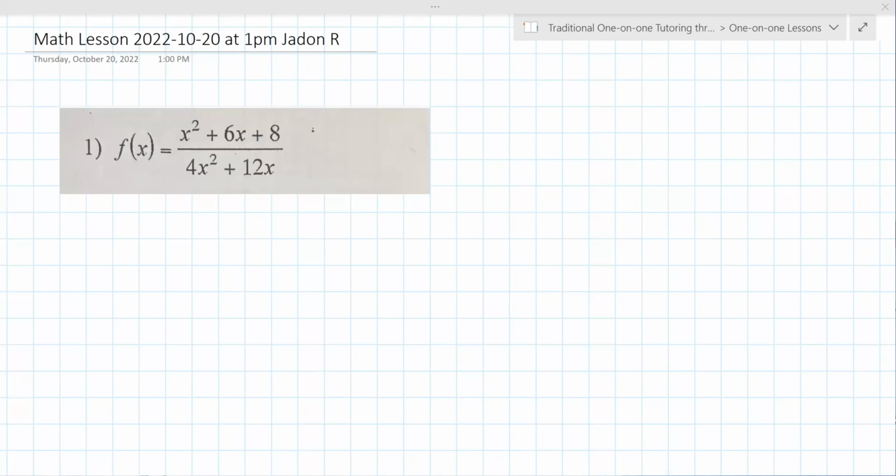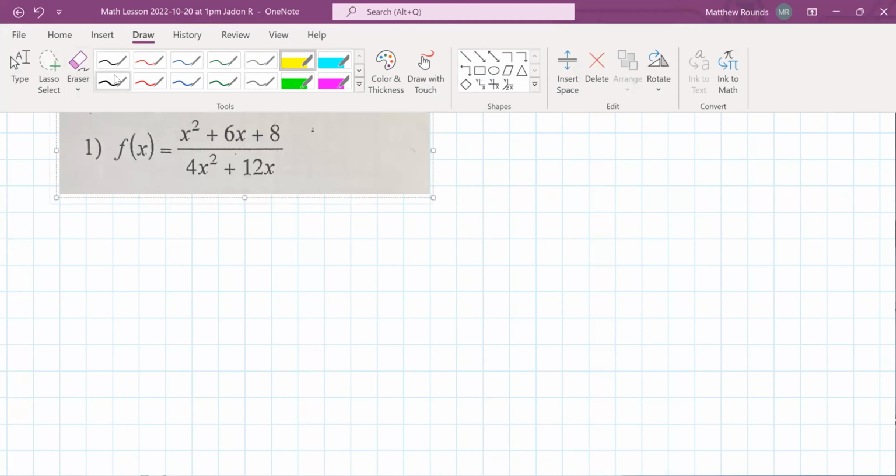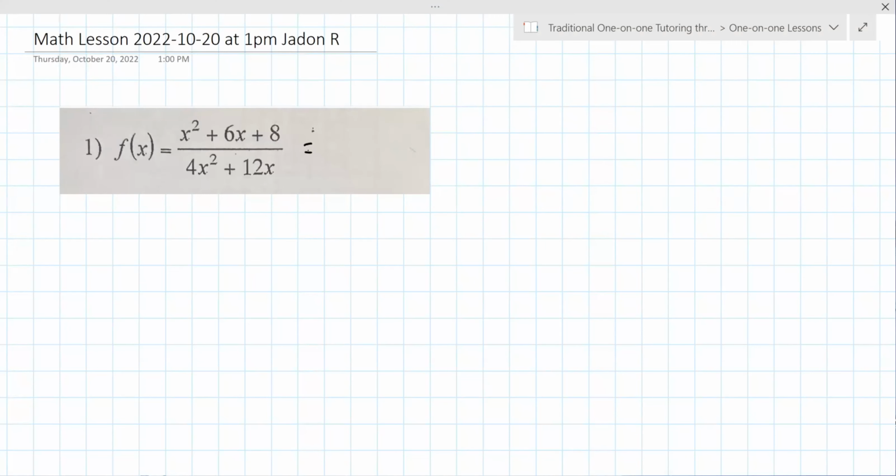Yeah, these are definitely more complicated, but it's the same steps that we've been talking about. You've got to just follow this recipe. Really, it's just a 1, 2, 3, 4, 5 type of thing. So the first thing you want to do is factor the numerator and the denominator.